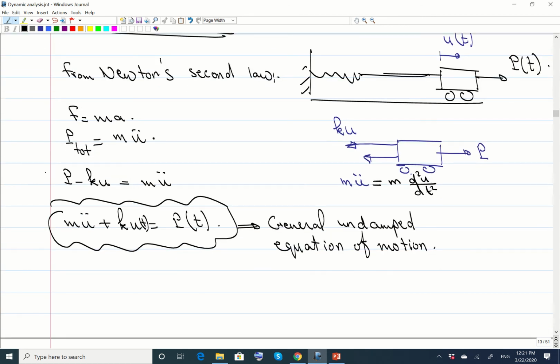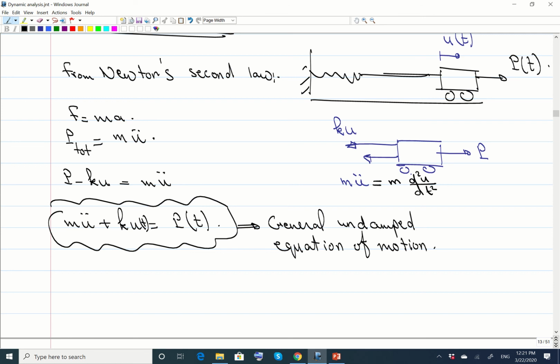So now I'm going to move P to one side of the equation. So we're going to have m u double dot plus Ku equals P of t. P is the force applied that changes with time, and u changes with time as well. So m multiplied by the second derivative of the displacement, plus k multiplied by the displacement, which is a function of time, is equal to P, the force applied, which is a function of time. So this is the equation that we need to solve.